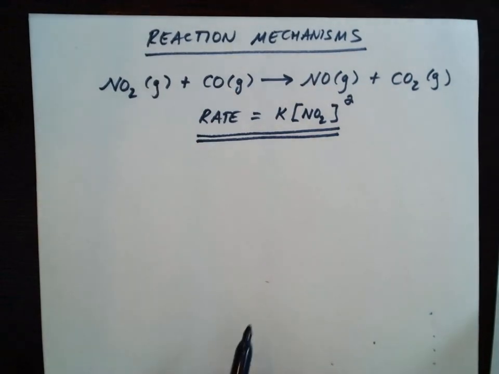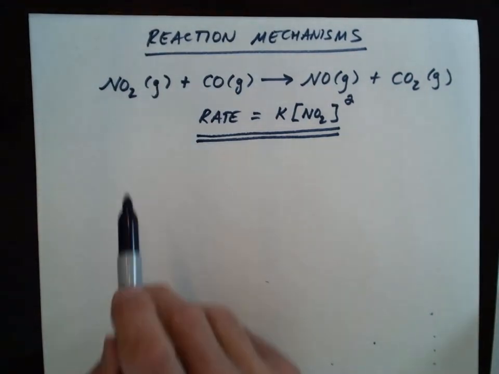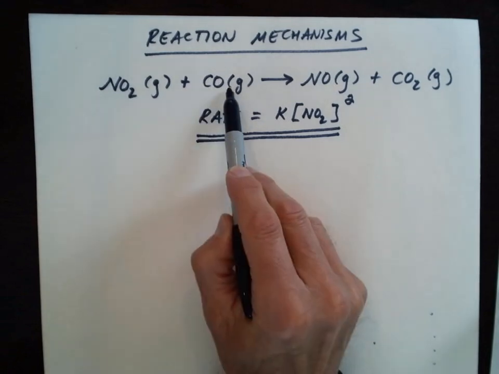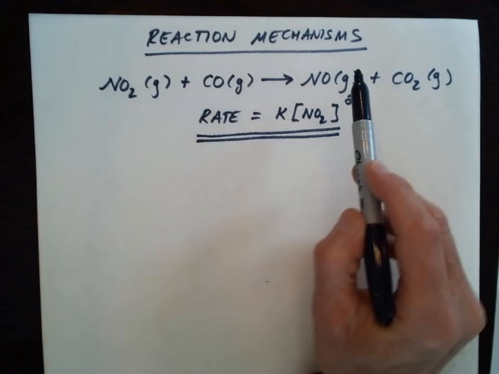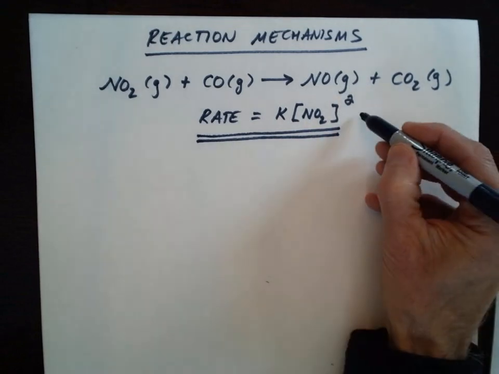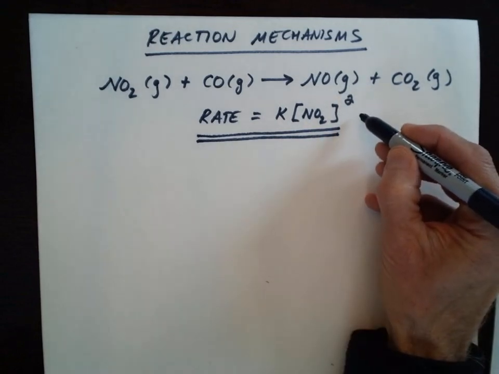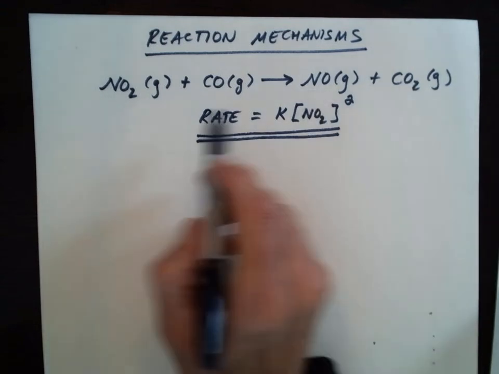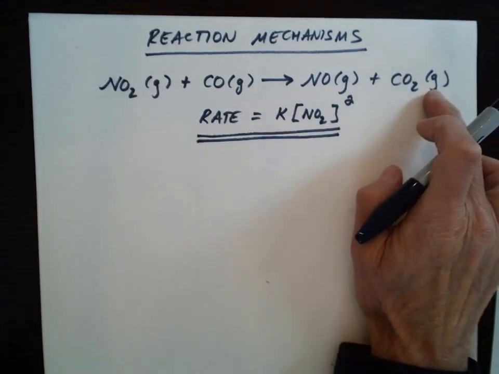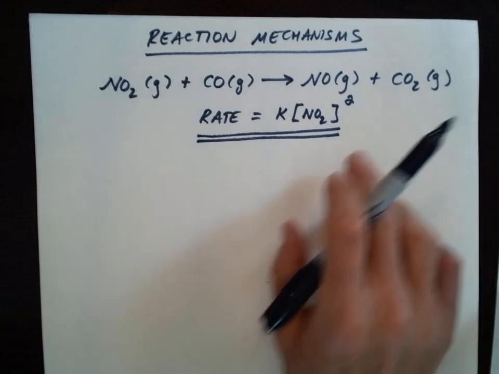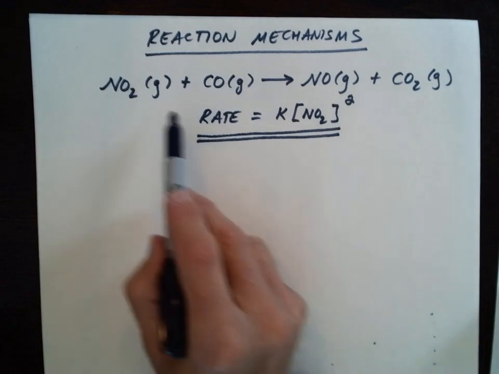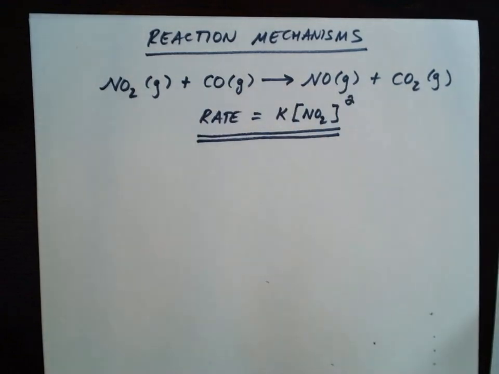Now, when you look at chemical equations, you may think that what happens is just that an NO2 slams into a carbon monoxide, and that produces the products. But this rate law actually gives us information that that's not what's happening. That's not the overall steps that are happening. So how do we do this? How do we use this rate law to give us clues into what might be happening?